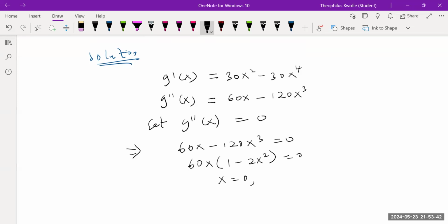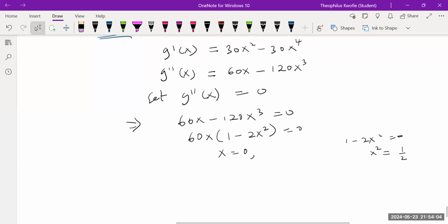And then remember that we have 1 minus 2x squared equal to 0, right? So in that case, our x squared should be what? Half, right? Our x squared should be half. But then when you take the square root on both sides, you're going to have plus or minus what?